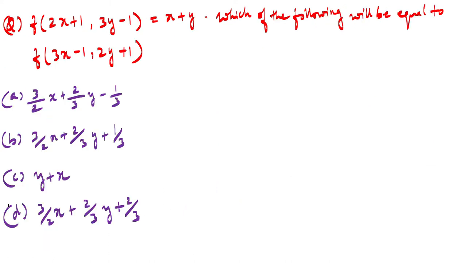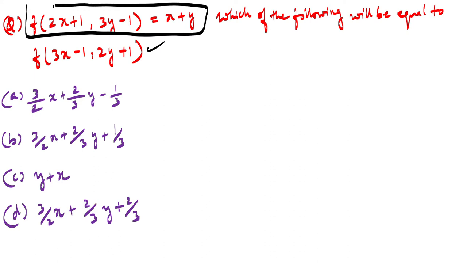So what is given? If f of 2x plus 1 comma 3y minus 1 is equal to x plus y, which of the following will be equal to f of 3x minus 1 comma 2y plus 1. So we have to just find out among all the four options the value of which option will be equal to the value of this function. So the basic condition that we must remember is this, which is important for this question.